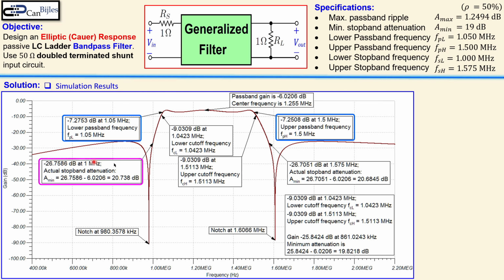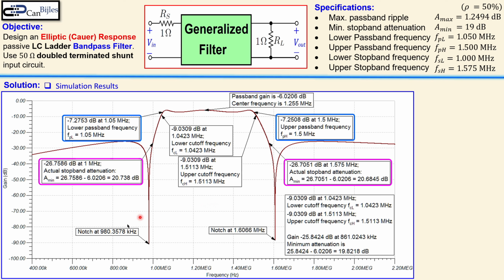The next label is about the lower stopband frequency. That's at 1 megahertz, which is this one. And now you see here that the gain there is minus 26.76 dB approximately. So going again from the baseline, you go down by 20.74 dB, but we needed at least 19. So again, this is according to specifications. The upper stopband attenuation is then 20.68 here. So again, much higher than what we needed.